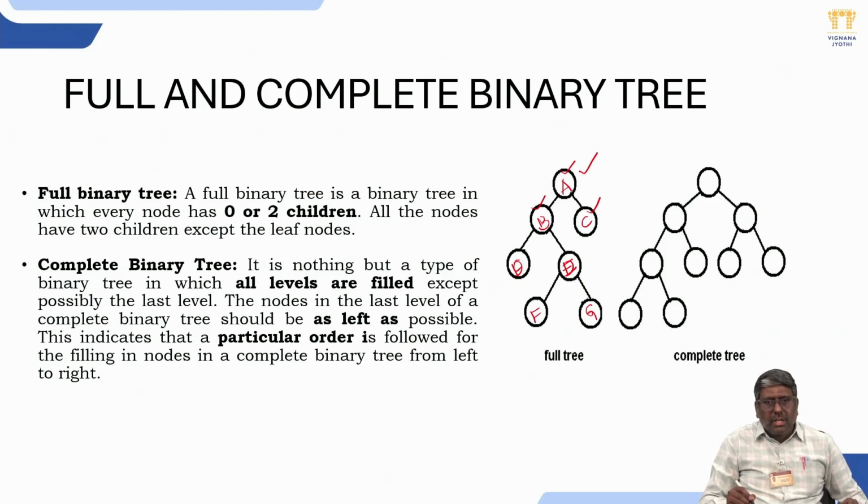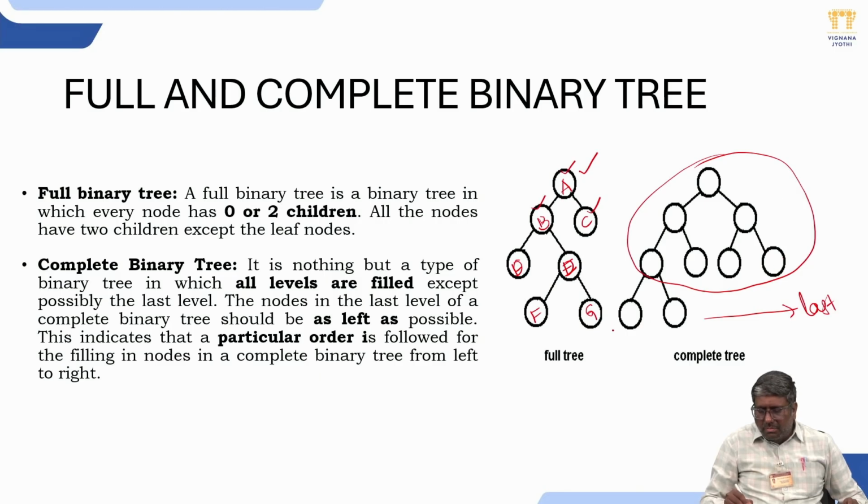And the complete binary tree: except for the last level, the remaining levels are completely filled, and the last level is filled from left to right. Then that type of tree is called a complete binary tree. So before the last level it is completely filled, and the last level elements are filled from left to right.